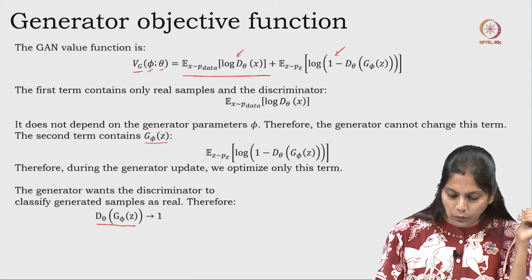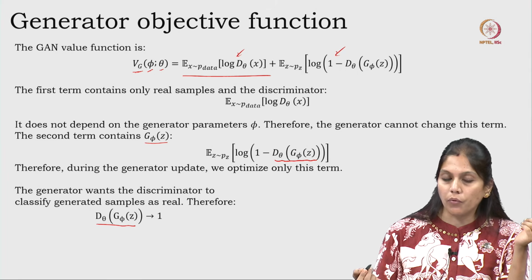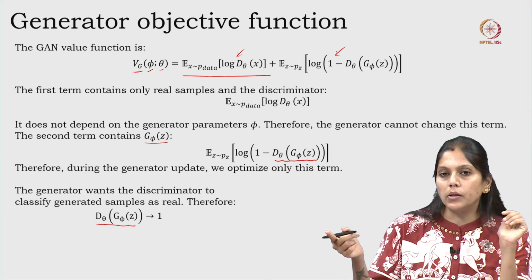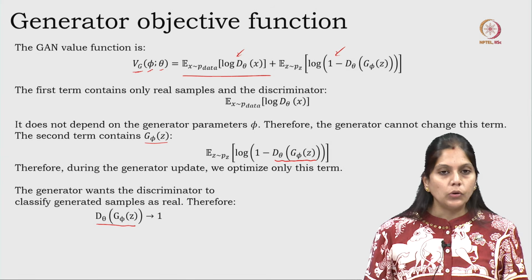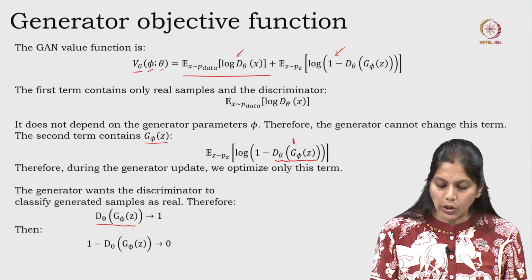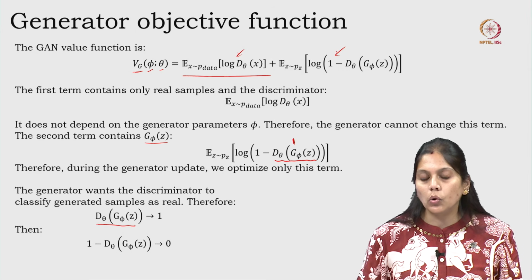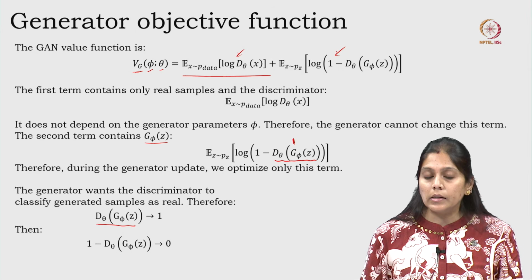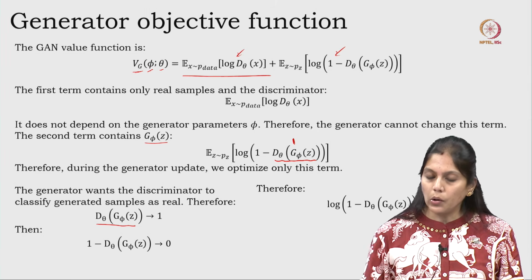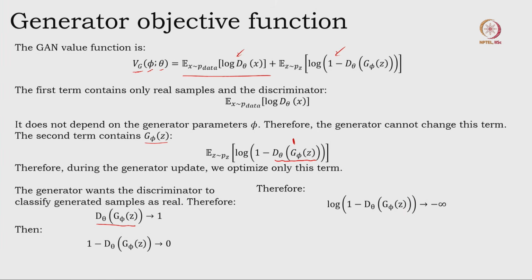Now, if this value is closer to 1, what exactly is the problem? Go back, this value should be closer to 1, is what we are saying. If this value is closer to 1, then 1 minus 1 becomes 0. So is it not this term becomes 0? If this is 0, what happens to the log term? Log 0 is undefined. So this entire term has become 0, log 0 is undefined, or it is minus infinity.